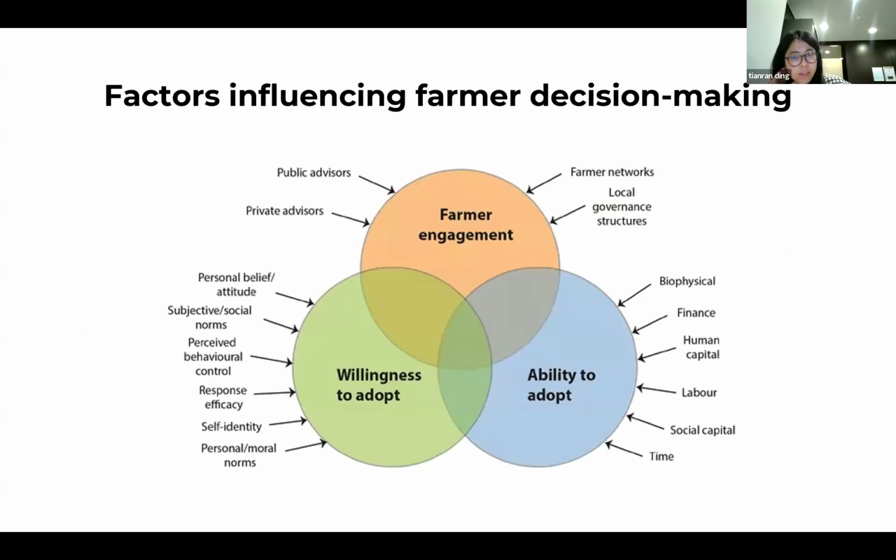On the other hand, on the farmers' side, the farmers are influenced by multiple factors. Their willingness to adopt energy crops is low, or their ability to adopt is not that high.